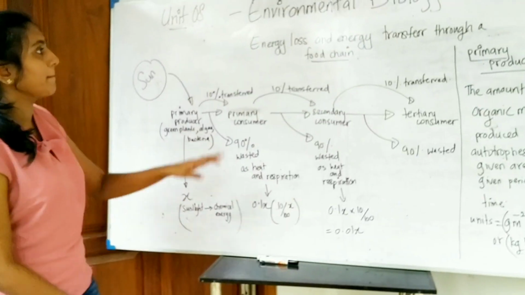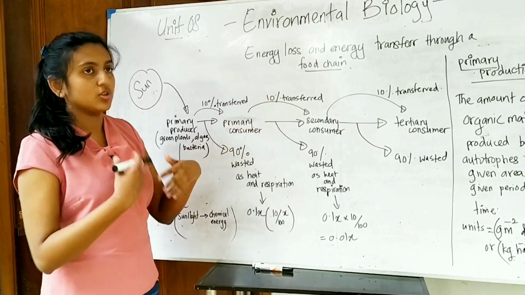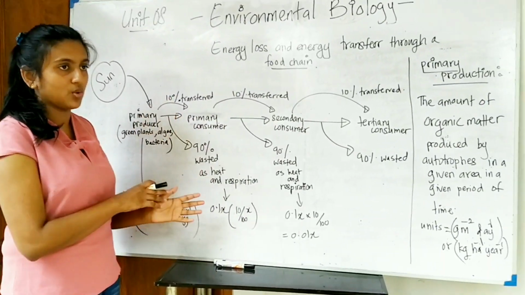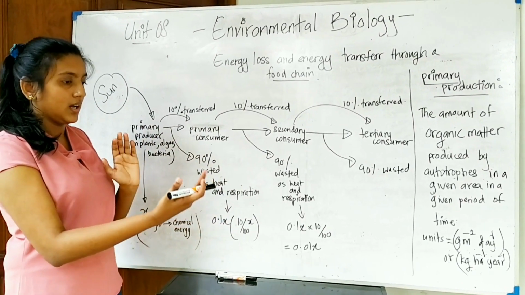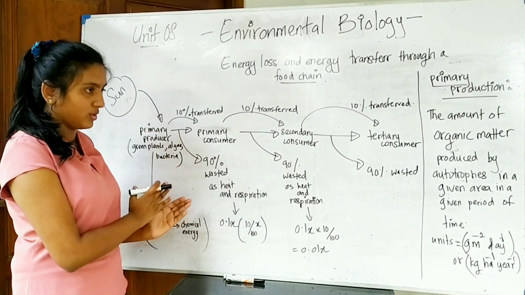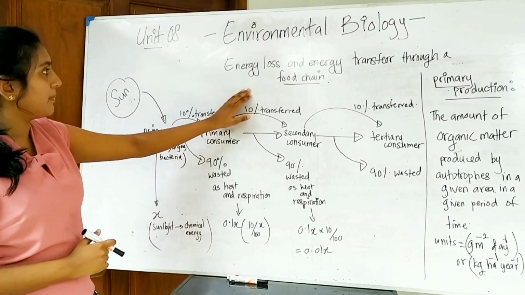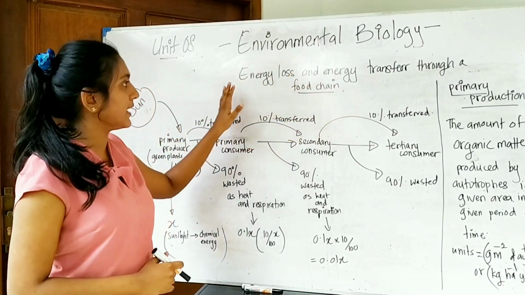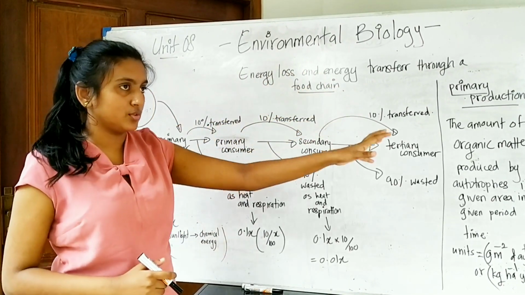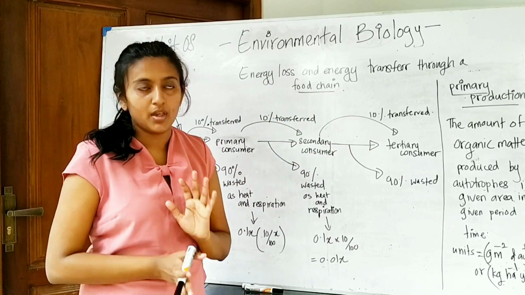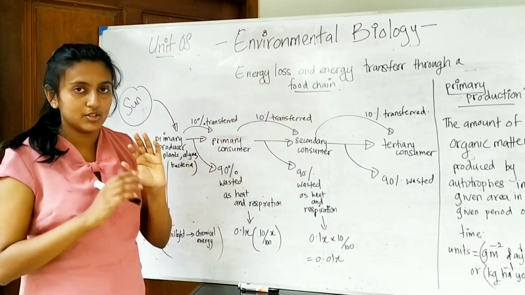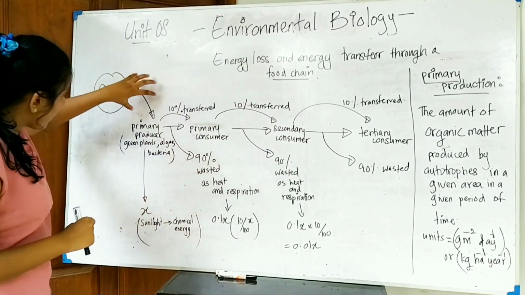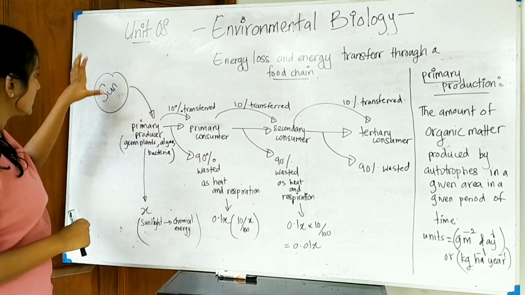Okay, so the next part is also about ecosystems. We previously talked about food chains and food webs, how food chains form food webs. Now we are going to talk about the energy transfer and the energy loss that happens through a food chain in a particular ecosystem. So when we consider the energy transfer, that part happens from the sun.